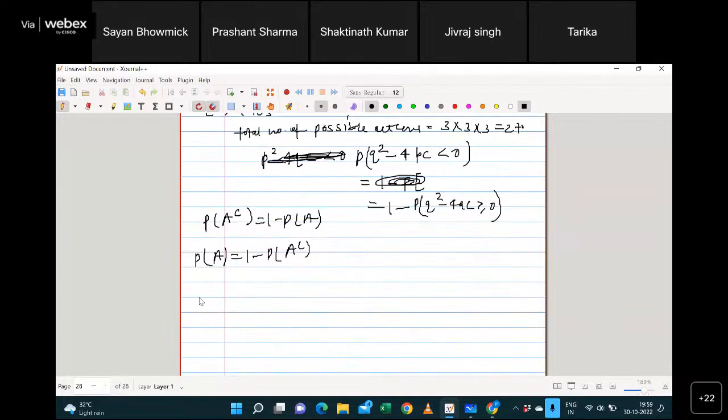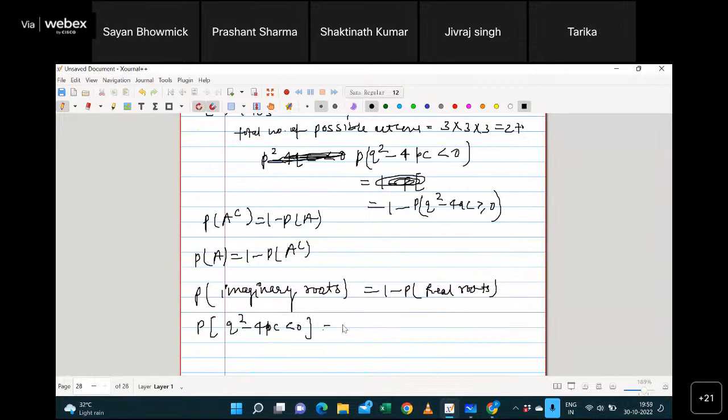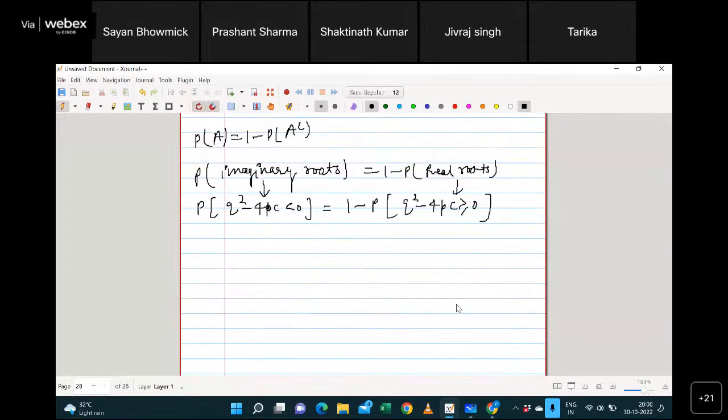Suppose my A is that I'm interested in imaginary roots. So can I say 1 minus probability of real roots? So the probability of imaginary roots is, with q square minus 4pc less than 0, that means 1 minus probability of q square minus 4pc greater or equal to 0. So this is the condition for imaginary roots, and this will be the condition for the real roots. Why have I taken this? Because it will help for doing the calculation.